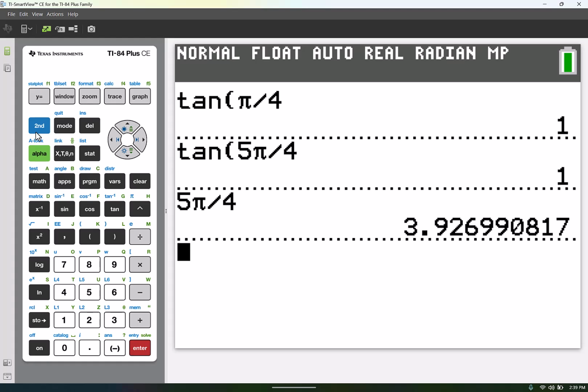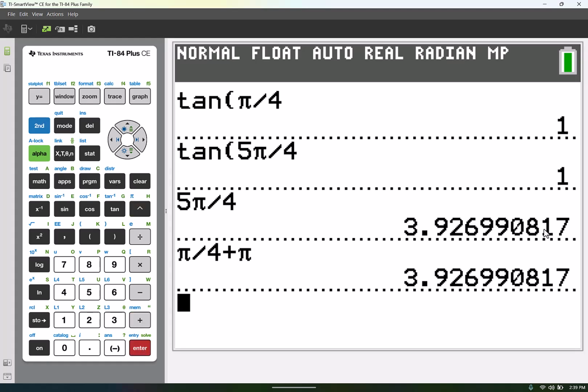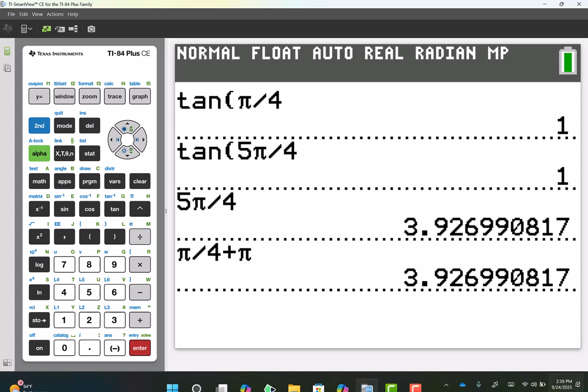And look, if I type in pi over 4, and I know you guys are not dumb, I'm not trying to chop. I know that pi over 4 plus pi is 5 pi over 4, 4 pi over 4, right? It's pi, but plus pi, it's the same digit. See? Are we cool? Okay.